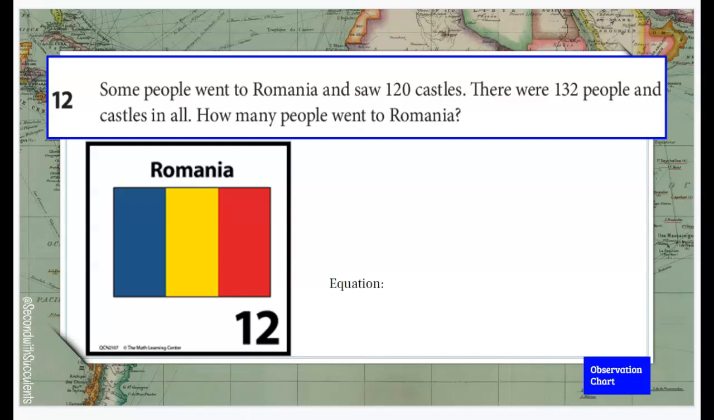Some people went to Romania and saw 120 castles. There were 132 people and castles in all. How many people went to Romania? Write your equations.